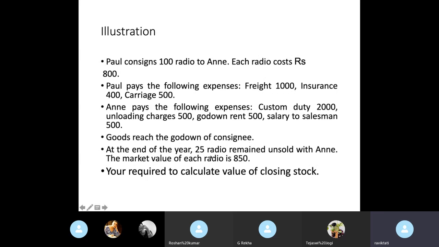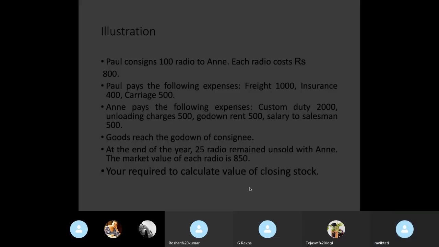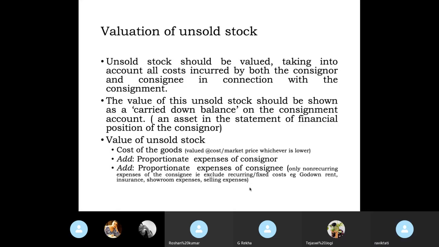At the end of the year, 25 radios remain unsold with Anne. The market value of each radio is 850. You are required to calculate the value of the closing stock. Now there is a market value given, 850. What is our condition?